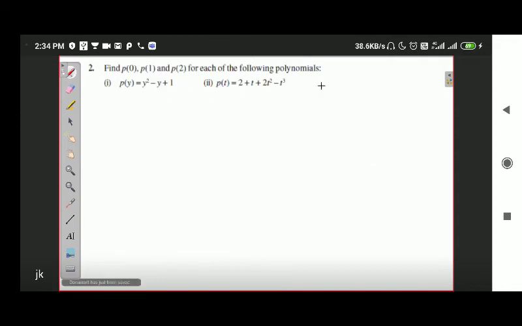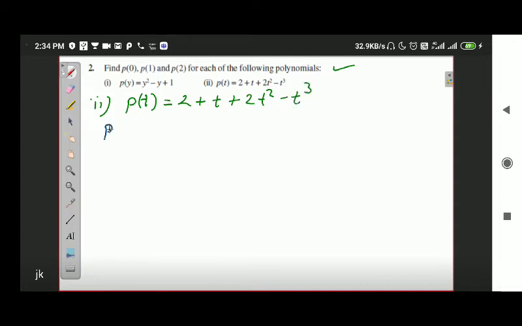First of all, we have to determine the value of the polynomial. This question regards the value of the polynomial. I've just taken two parts and I'm going to solve the second part. Second part: you have p(t) equals 2 plus t plus 2t square minus t cube. First, we have to find the value of p(0). So in place of t, everywhere we will write 0: 2 plus 0 plus 2 into 0 square minus 0 cube.